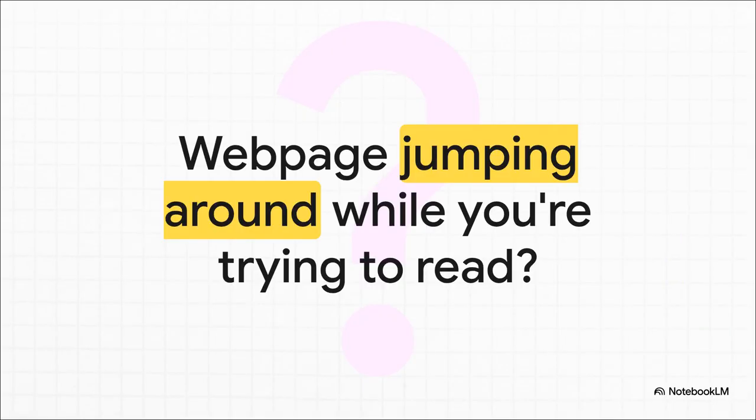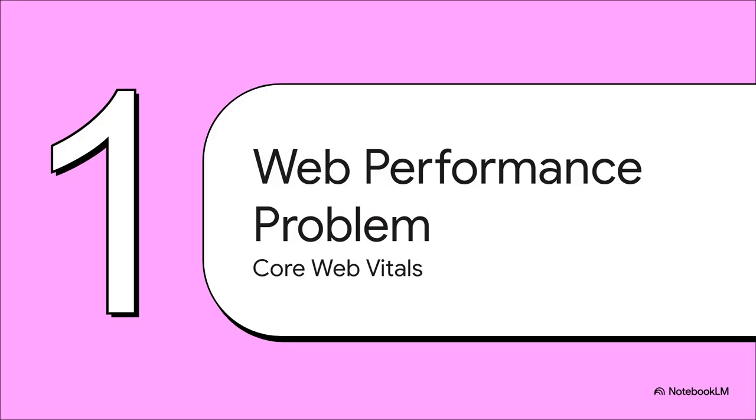We've all been there, right? You're trying to read something, you go to tap a button, and poof, the whole page shifts. Suddenly the button moves, and you've clicked on an ad by mistake. It's not just annoying, it's a fundamental performance issue that developers have been fighting for years. And you know, it's not just about us getting frustrated. Google actually has a name for this stuff.